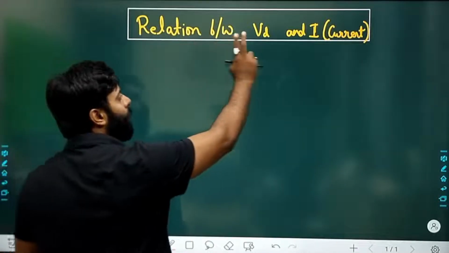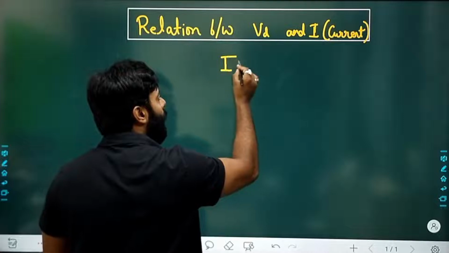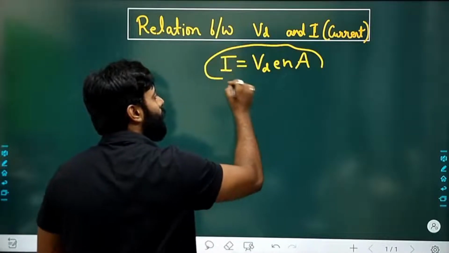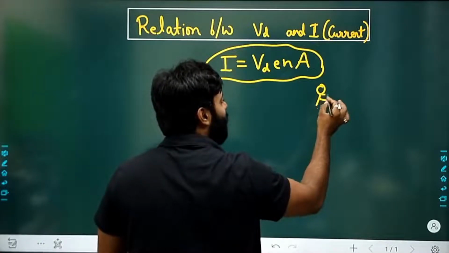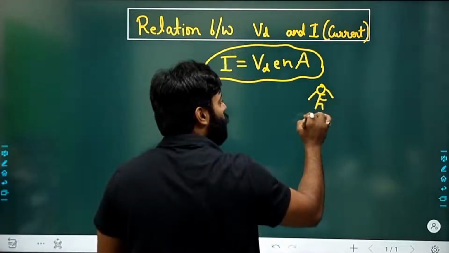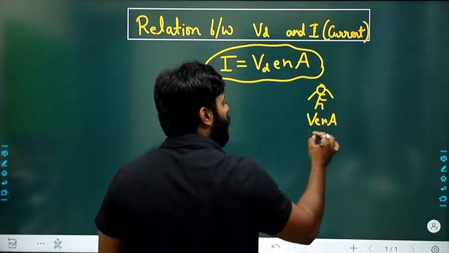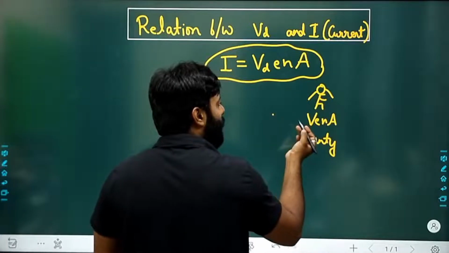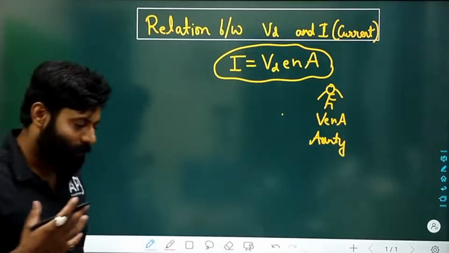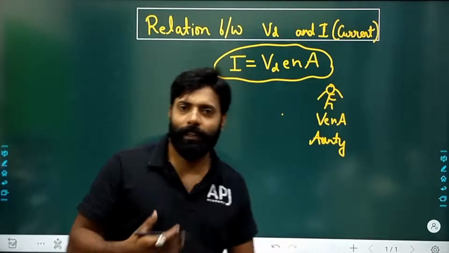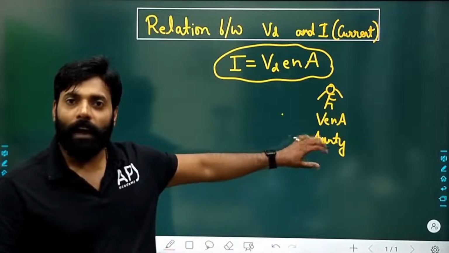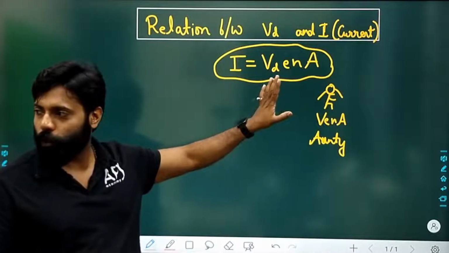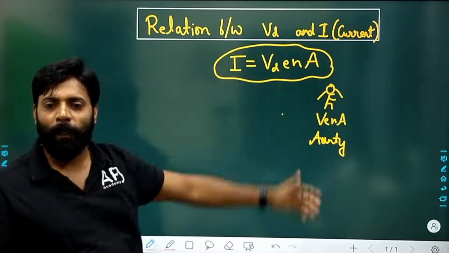So the relationship between VD and I is: I is equals to V naught. I is equals to V naught. And remember, I am using one trick. Call this Vina aunty. I means मैं, or someone is coming, in Hindi. So I, Vina aunty. I current is equals to Vina aunty. Okay. From using this trick, you can remember this.